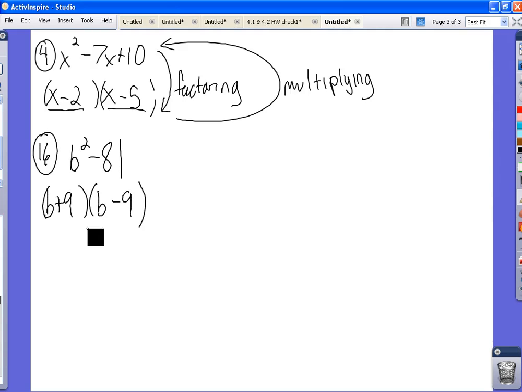You can multiply b by b and get b squared, and multiply two numbers together and get negative 81. But also, when we multiply negative 9 by b and 9 by b and add them together, we get no b's. We write it like this: b squared plus 0b minus 81.